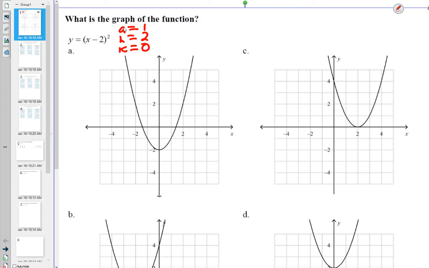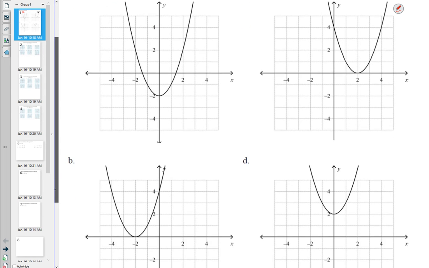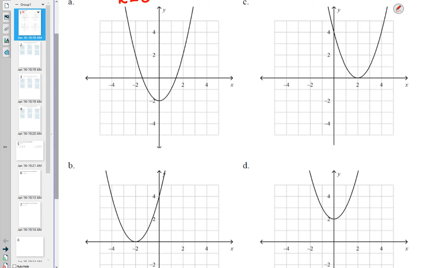You also could tell by the vertex that the vertex here is 2, 0. And I believe out of all these graphs, there's only one that has a vertex at 2, 0. Which one is that? So the focus of this test is more on identifying transformations as opposed to knowing how I like to use an axis of symmetry. And there could be a little bit of that, but that's not the main focus.